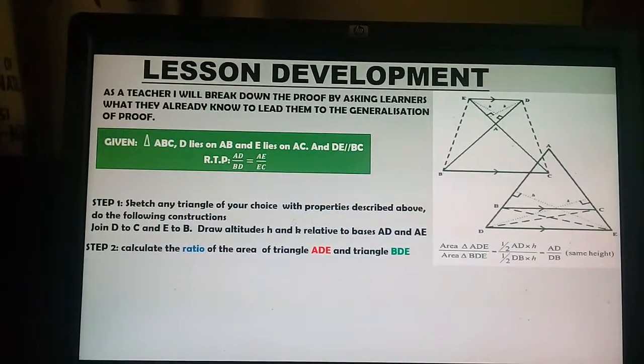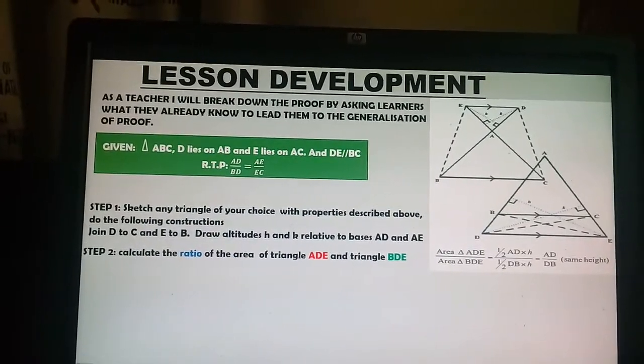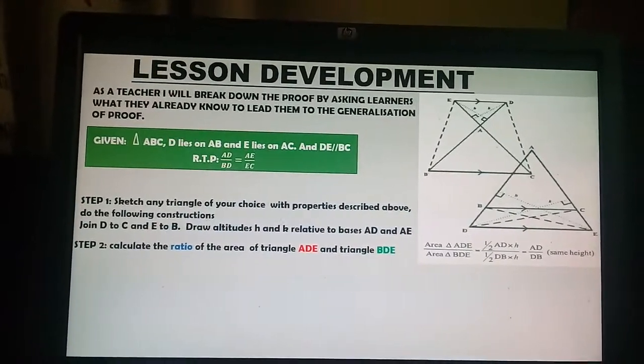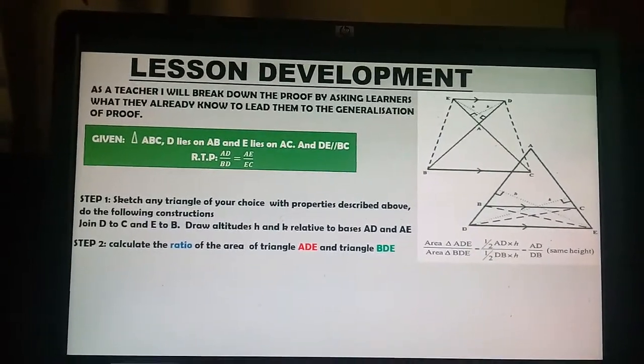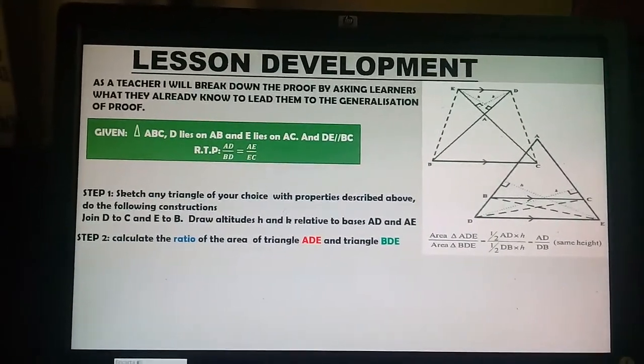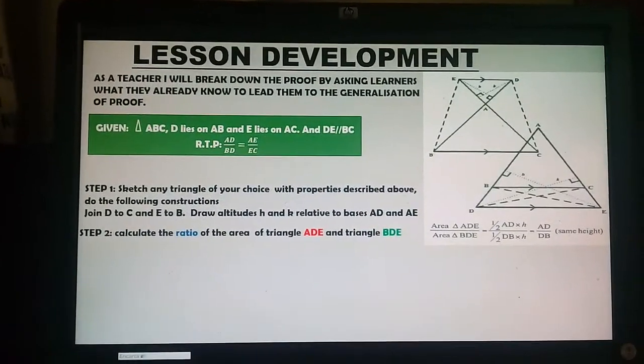What is our base in this triangle? BD, multiplied by the height. What is our height? h. Then they simplify, and we end up with AD divided by BD, and in brackets, same height, because they share the same height. That's why they have AD divided by BD.